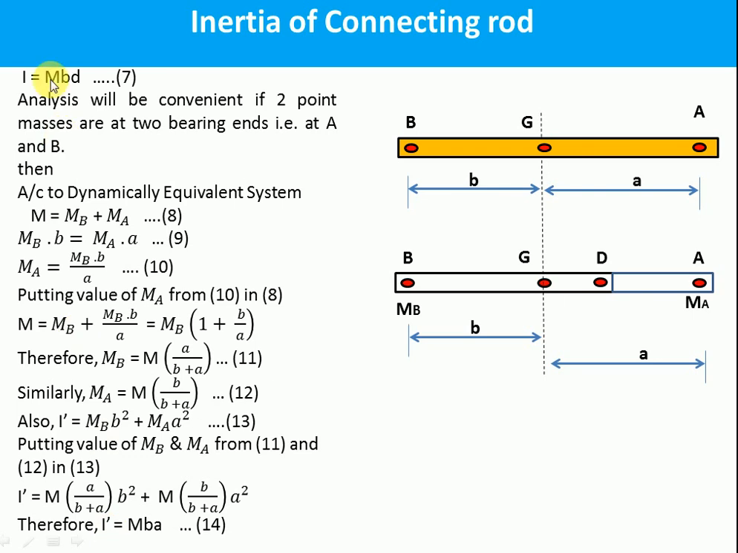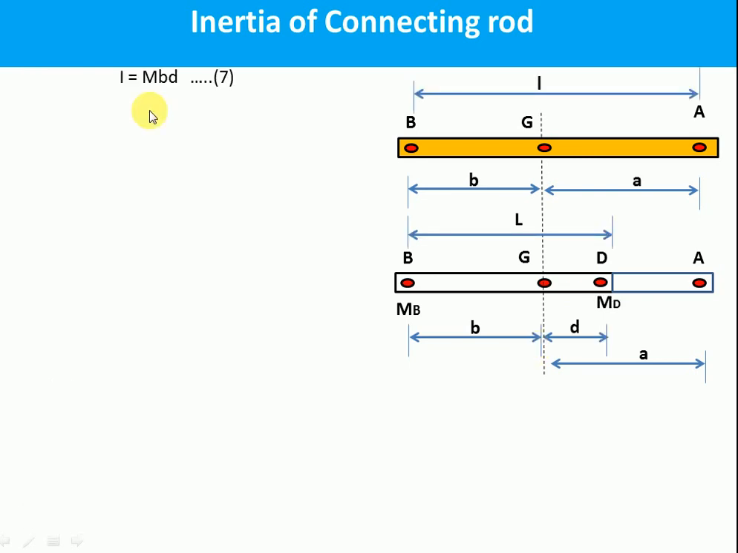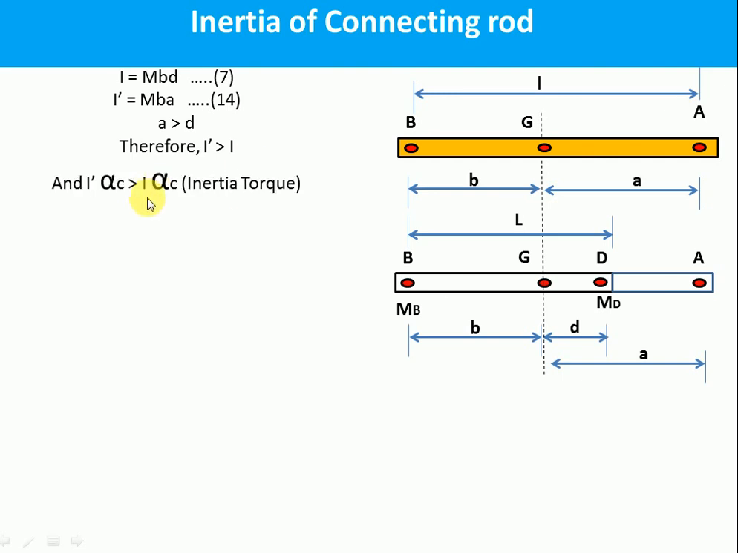Now I is equal to MBD when we have taken two points at B and D, and I dash is equal to MBA when we have taken two points at two extreme ends, that is A and B. So with M common and B common, D, that is the distance of point D from G, is less as compared to distance of capital A from G. So A is greater than D, therefore I dash is greater than I, and since it is a dynamically equivalent system, alpha C is common, so I dash into alpha C is greater than I into alpha C, that is inertia torque. So we can say that T dash is greater than T.